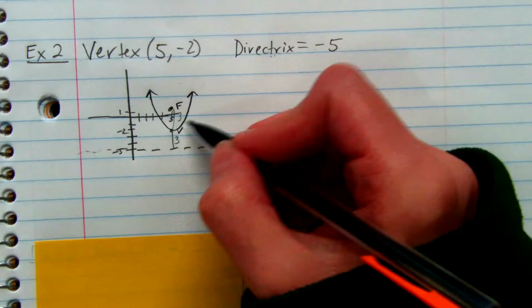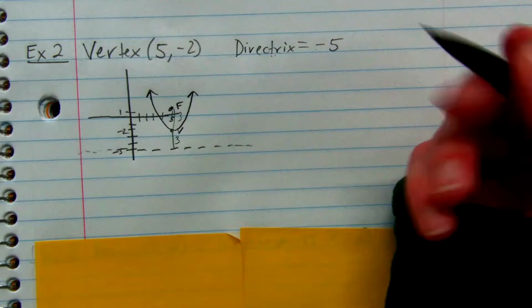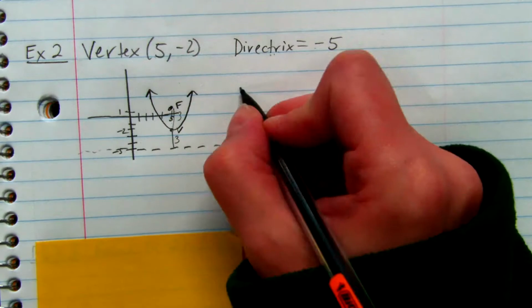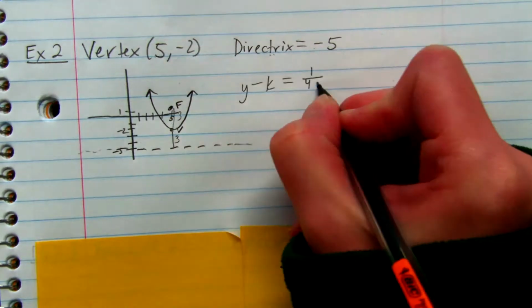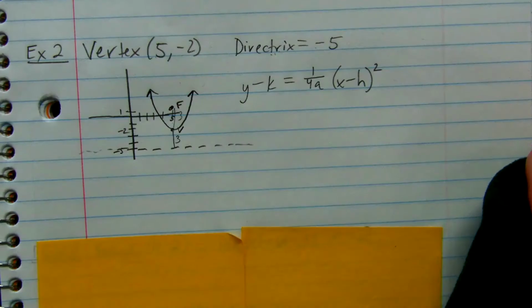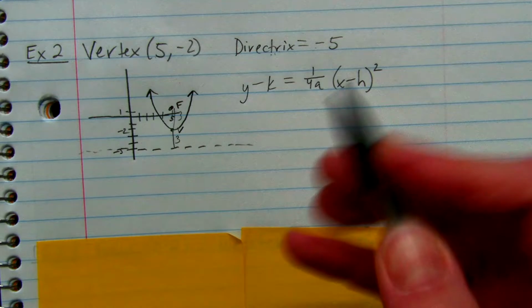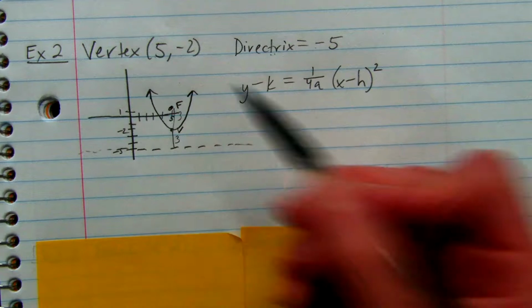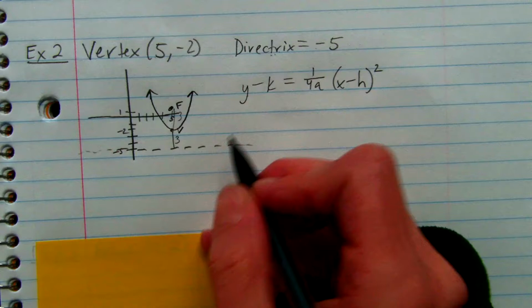Just a quick sketch. This isn't really showing us how skinny or fat the parabola would be, just giving us a general idea. So if we go into our equation, y minus k equals 1 over 4a times x minus h squared, we can put in the information that we want. So I put y over here because it's just opening up again, a regular parabola, trying to start with something simple.